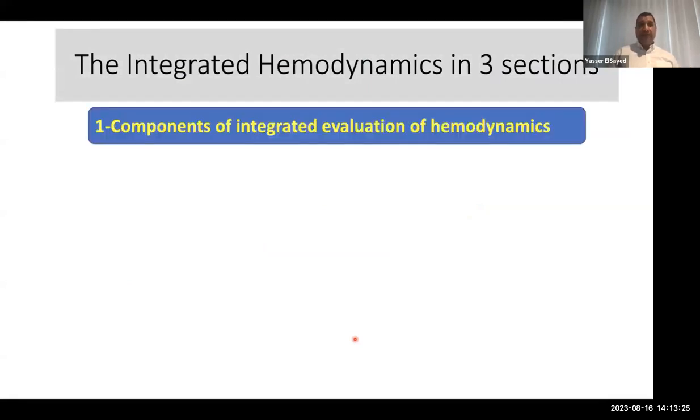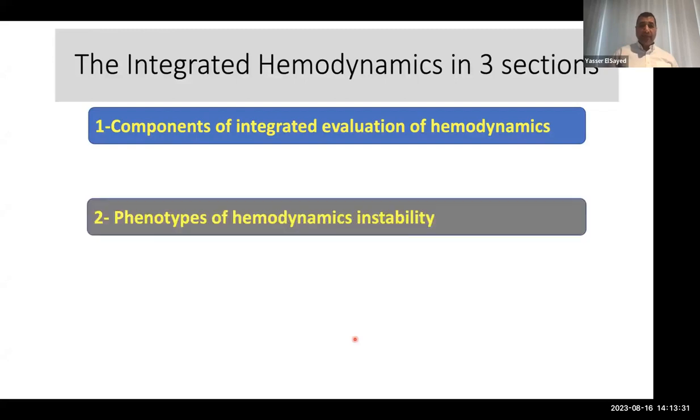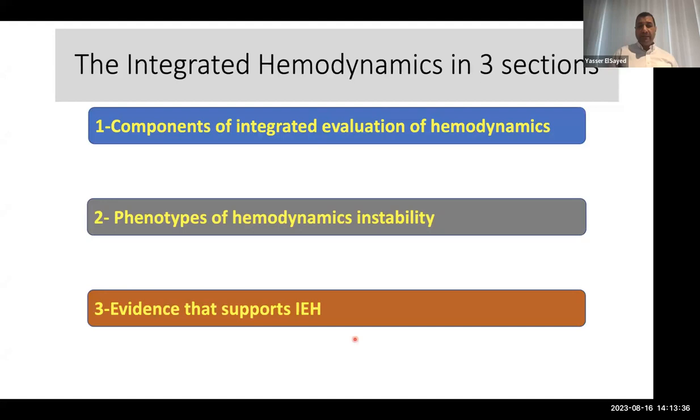So that was the integrated evaluation of hemodynamics, the introduction. The integrated hemodynamics will now be discussed briefly in three sections: the components of the integrated evaluation of hemodynamics, phenotypes of hemodynamic instability, and then the evidence that supports integrated evaluation of hemodynamics.